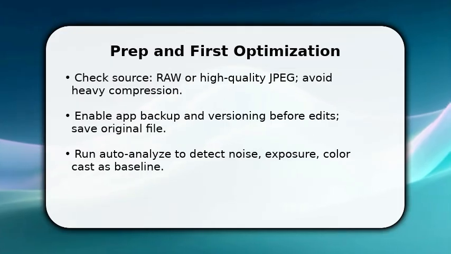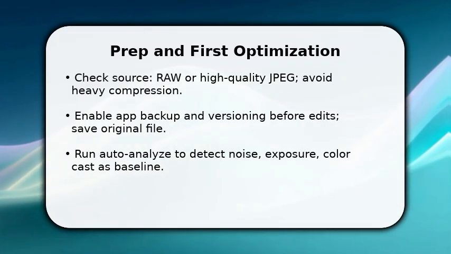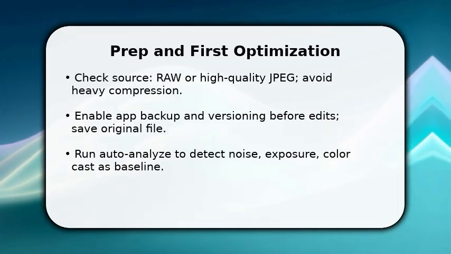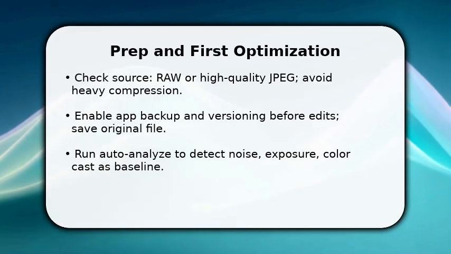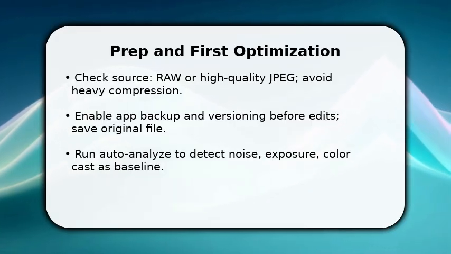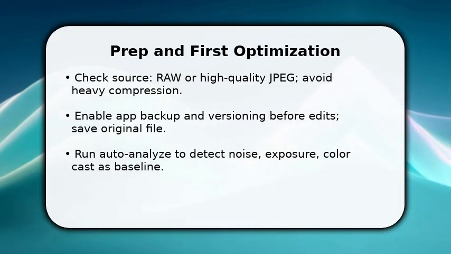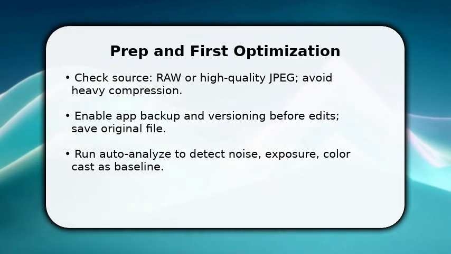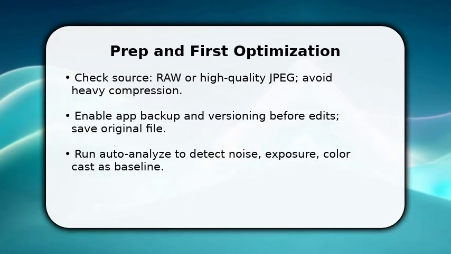You begin by securing quality inputs and a safe workspace. First, choose RAW when available or the least compressed JPEG because more data means better results. Once done, enable backup and versioning in the app so you can revert. That prevents accidental loss. Then run the app's auto-analyze to map noise, exposure, and color cast. This gives measurable targets. Now you have a baseline and a restore point.